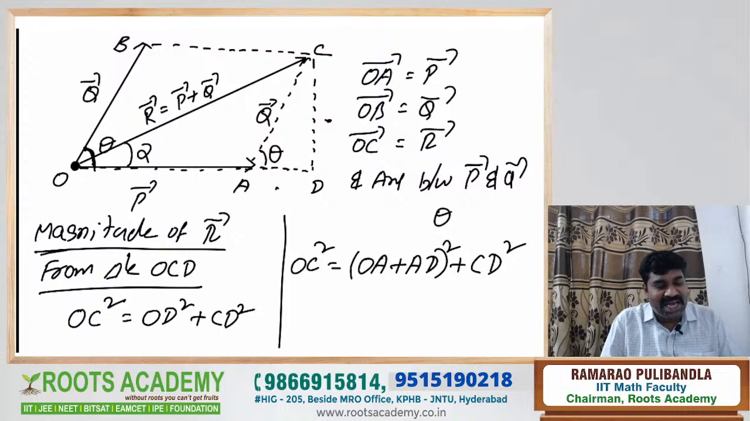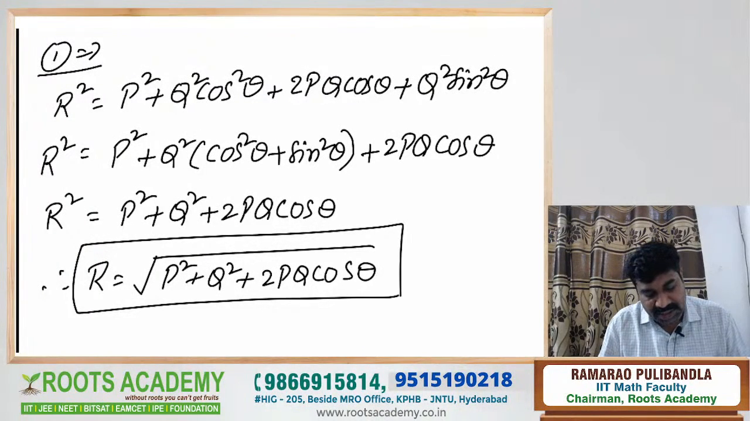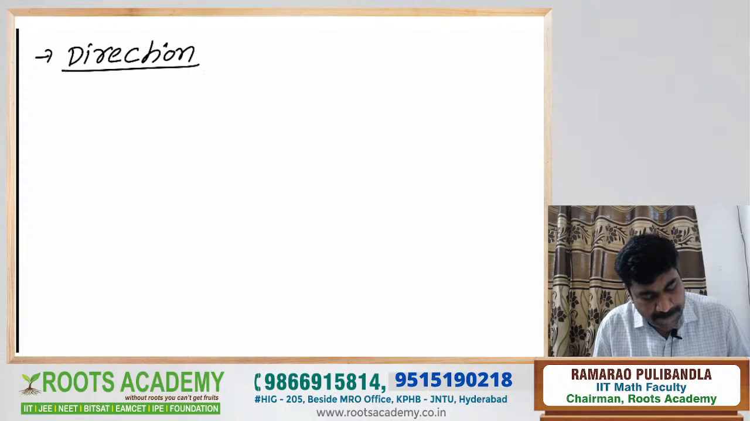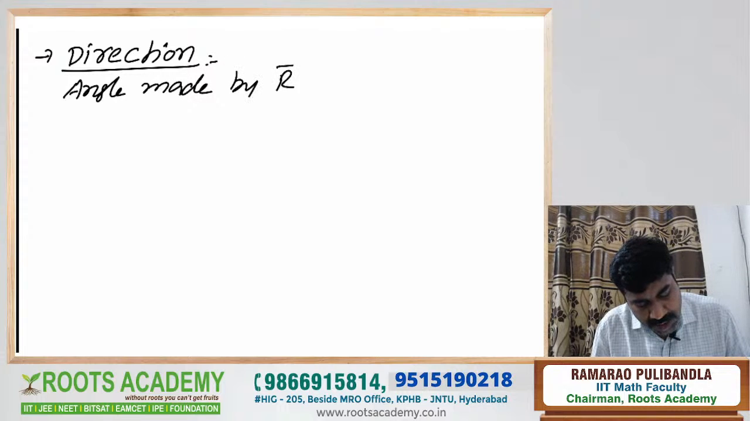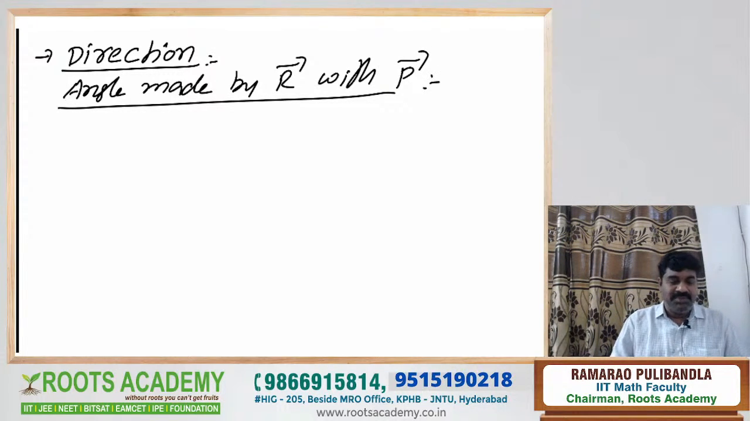Now we go for the direction of the resultant. What is the angle made by the resultant with the P bar? That is alpha. Now we go for the direction. Angle made by R bar with P bar, we want to find.